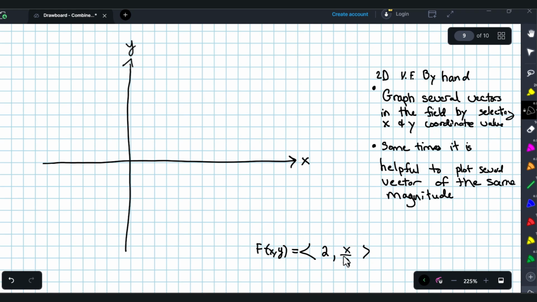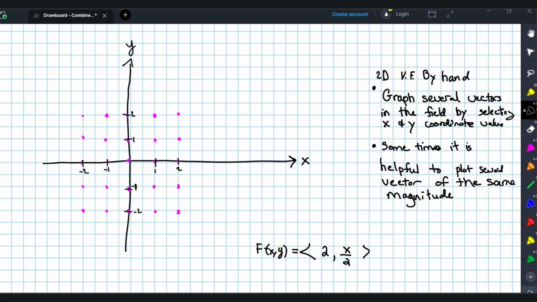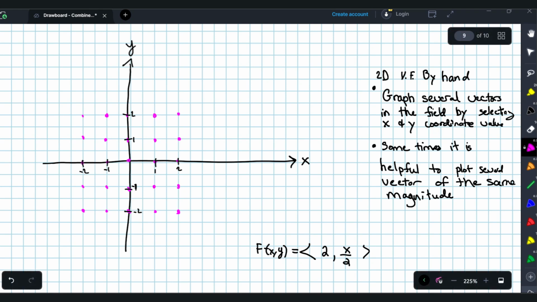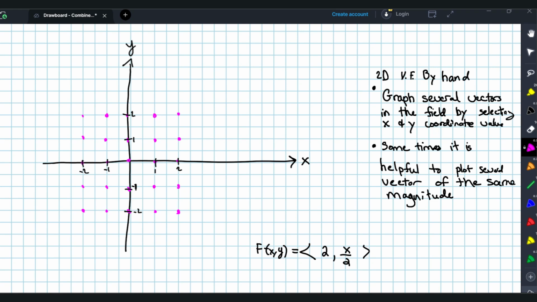So maybe I could make all of my y components equal to 0 if my x happens to be equal to 0. So if I choose points along the y-axis, you can systematically choose points to plot. In this case, I want to figure out the vectors for each of these pink points that I've calculated.